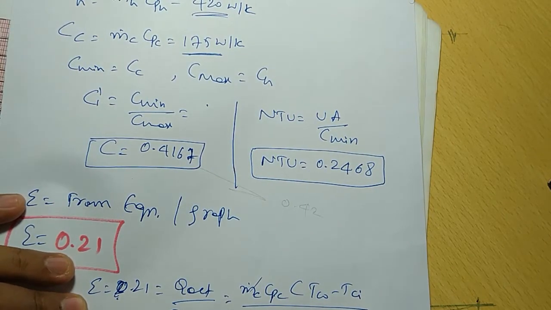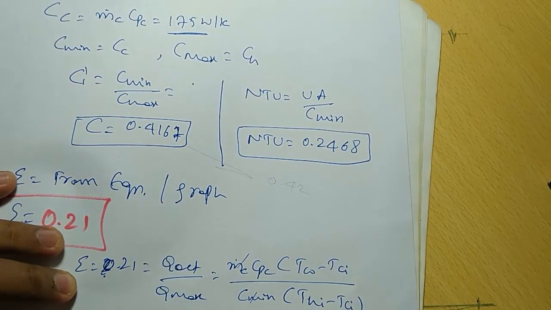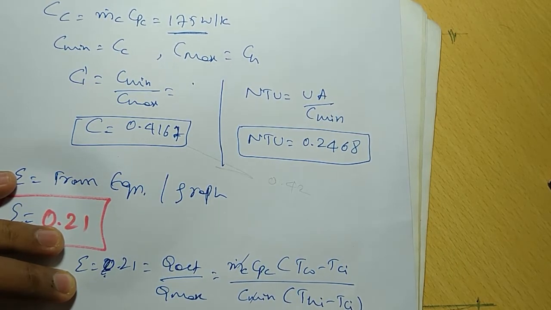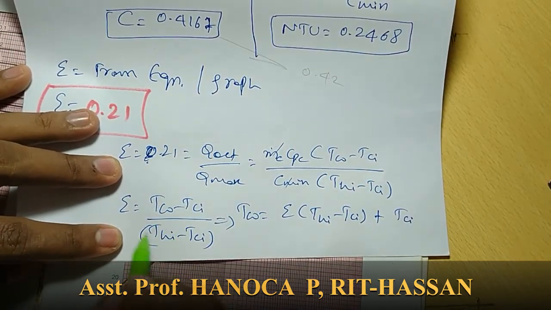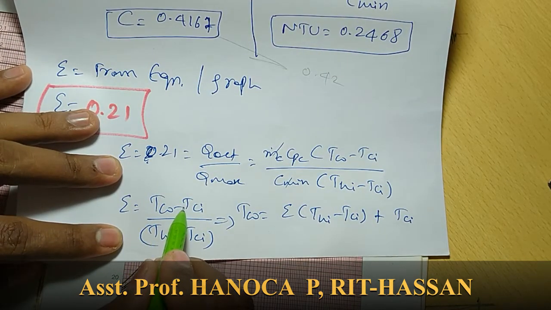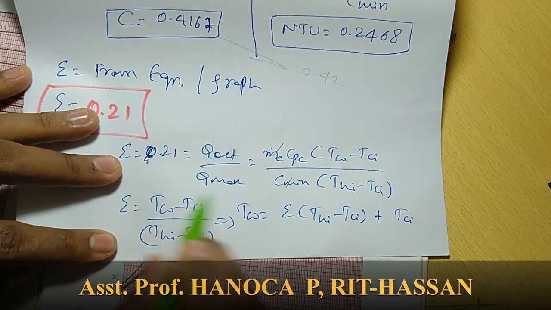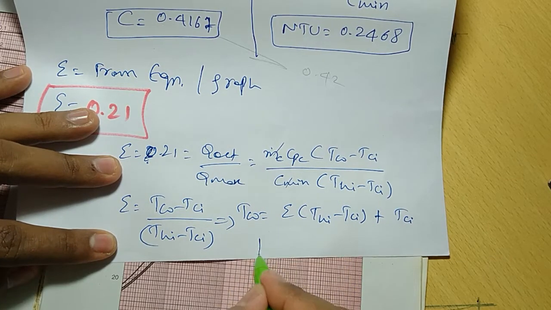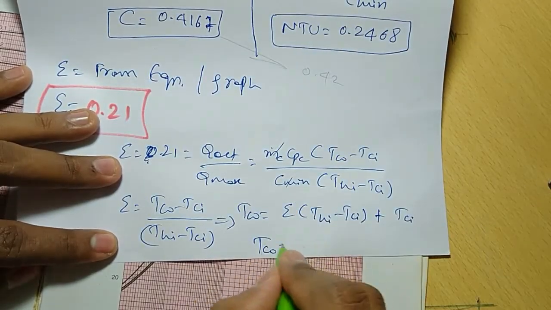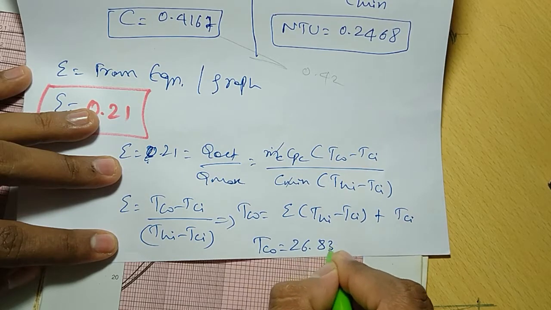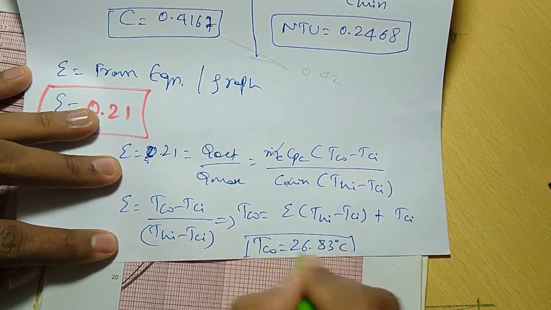What we require is TC naught. TC naught is equal to epsilon into THI minus TCI, plus TCI. TC naught is equal to this product. This TCI should be sent to the left hand side, so this becomes plus TCI. Now you find out the TC naught. TC naught value is 26.83 degree centigrade.